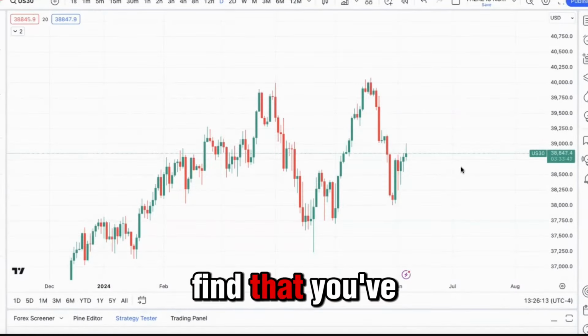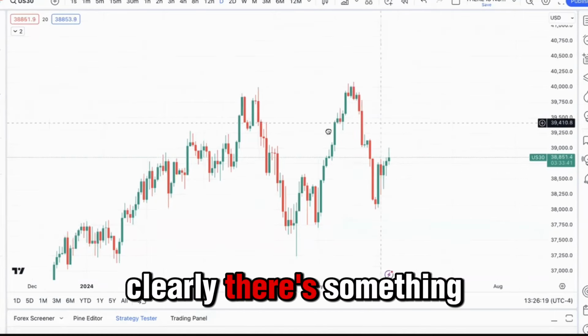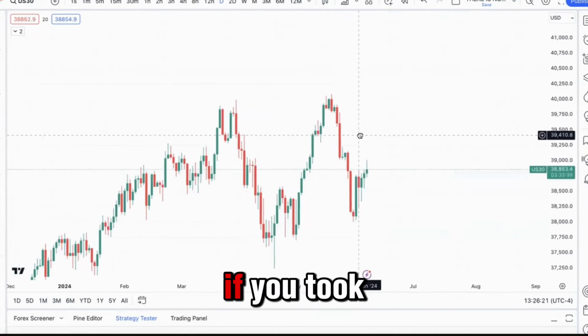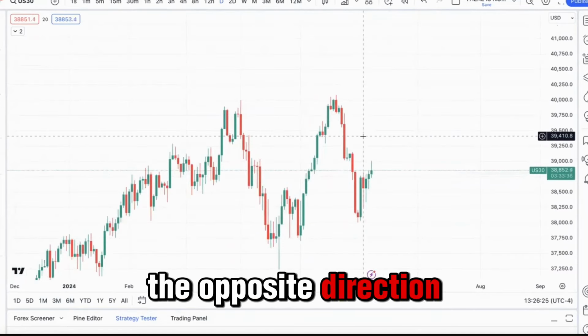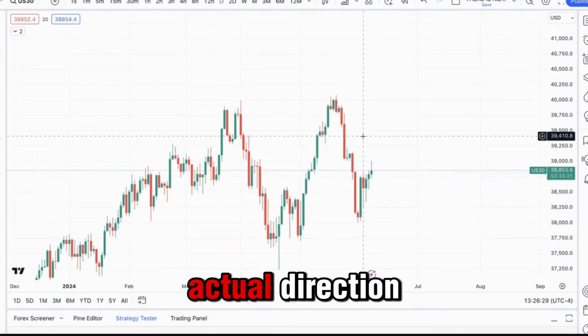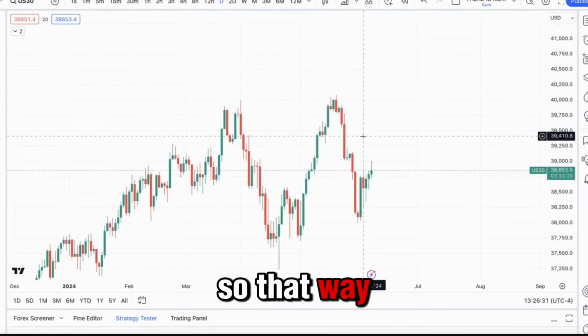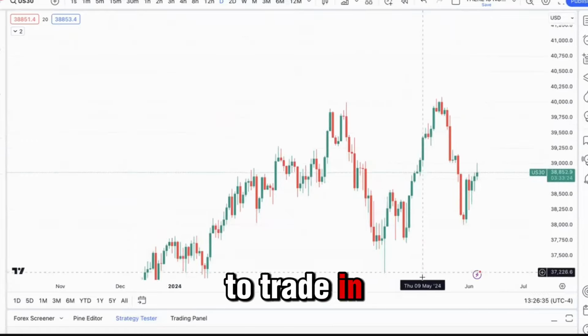So if you find that you've taken a loss, and I'm going to use US 30 as an example, what you want to do is clear your chart. Clearly, there's something that you missed. If you took a trading loss because you entered a trade and it went in the opposite direction, then you have to go back to the higher time frame to find the actual direction. That way you can enter a new trade and be able to trade in the trend.